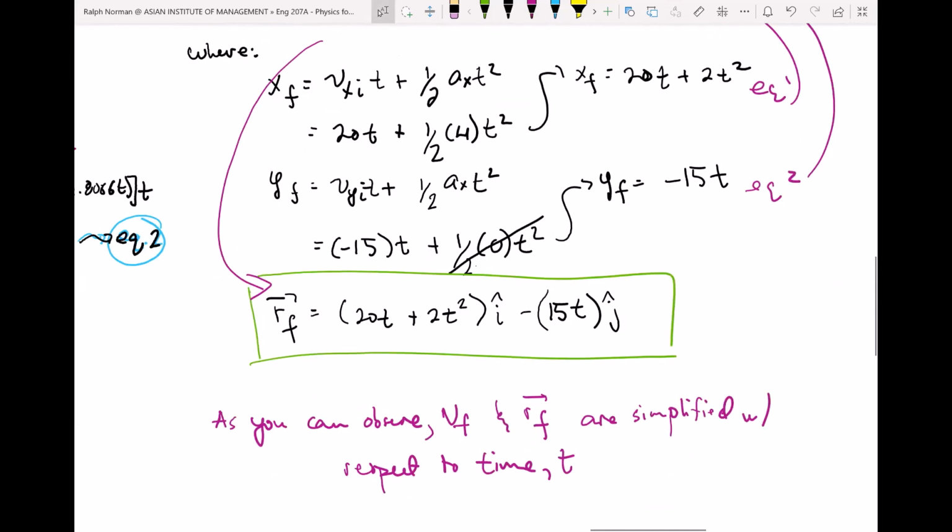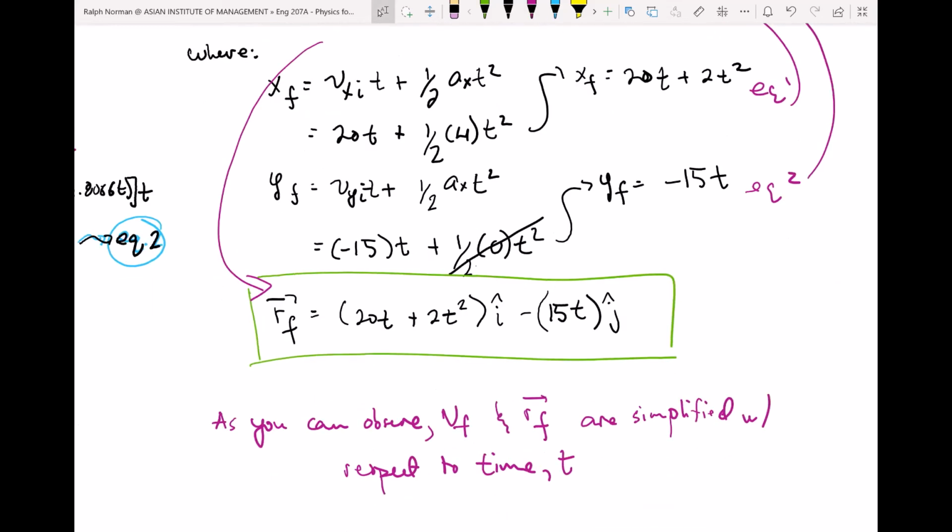So as you can observe, the velocity vector and the x and y coordinates are simplified with respect to time, so that when you're asked what the position is at a particular time t, you would be able to just substitute the value of t and give a concrete answer for both x and y components.